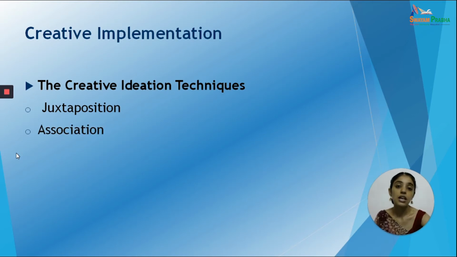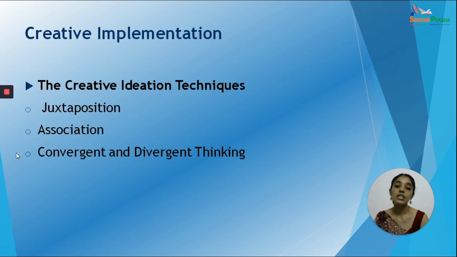Another one is association. Association here means that you are able to associate certain words, phrases or terms with objects, people, places. For instance, I think of summer and I think of a cold drink. The perfect example here would be Thanda matlab Coca-Cola. The word Thanda is associated together with Coca-Cola. So this is the way association is done by brands in advertising campaigns.